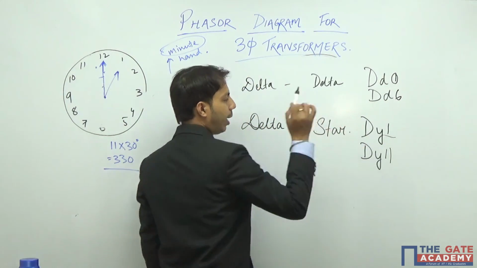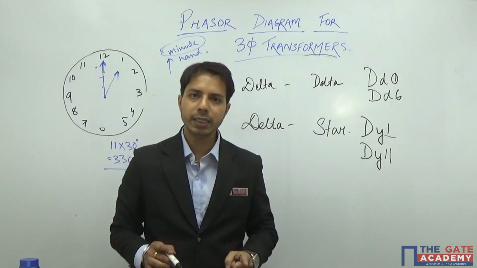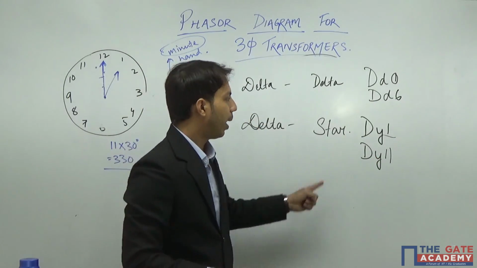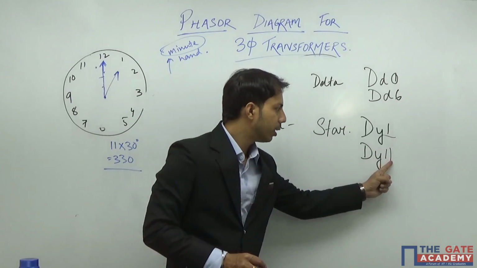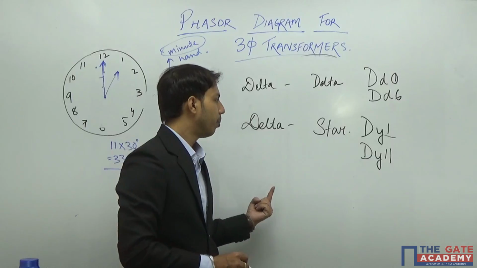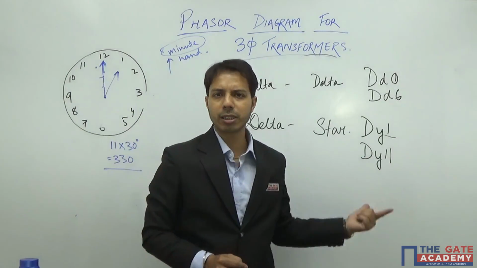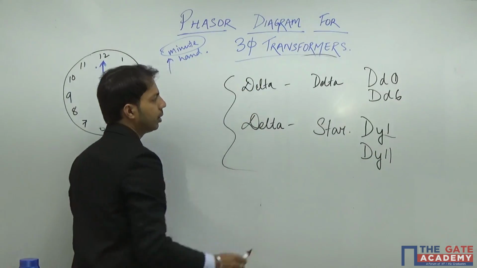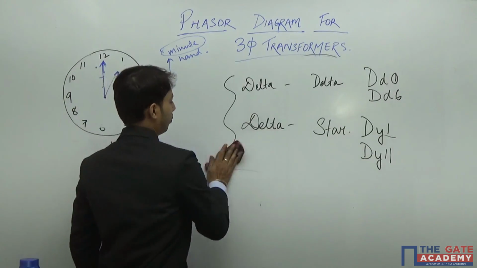When I say 1, I am repeating it again: whenever I have delta-star 1, it means that my secondary phase will be lagging by 30 degree with respect to the primary. If it is 11, that means my secondary is leading by 30 degree to the primary, or lagging by 330 degree. Leading by 30 degree or lagging by 330 degree. So this is the summary. Now let us solve the GATE question.